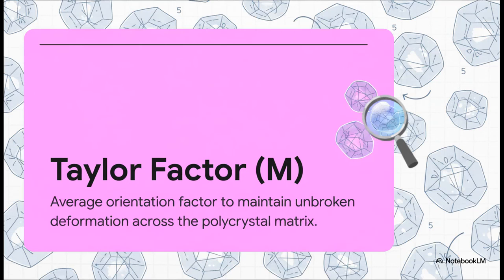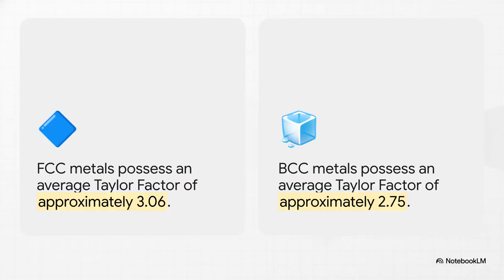And this brings us to the ultimate unifying metric of our explainer, the Taylor factor, denoted mathematically as M. The Taylor factor is the key that allows us to directly mathematically relate the macroscopic uniaxial yield stress of a bulk metal to the microscopic critical resolved shear stress of its atomic planes. It is the mathematical average of all those orientation factors required to maintain that unbroken 5-system minimum cooperative deformation across every single grain in the matrix. The magnitude of M basically serves as a direct multiplier of intrinsic strength.